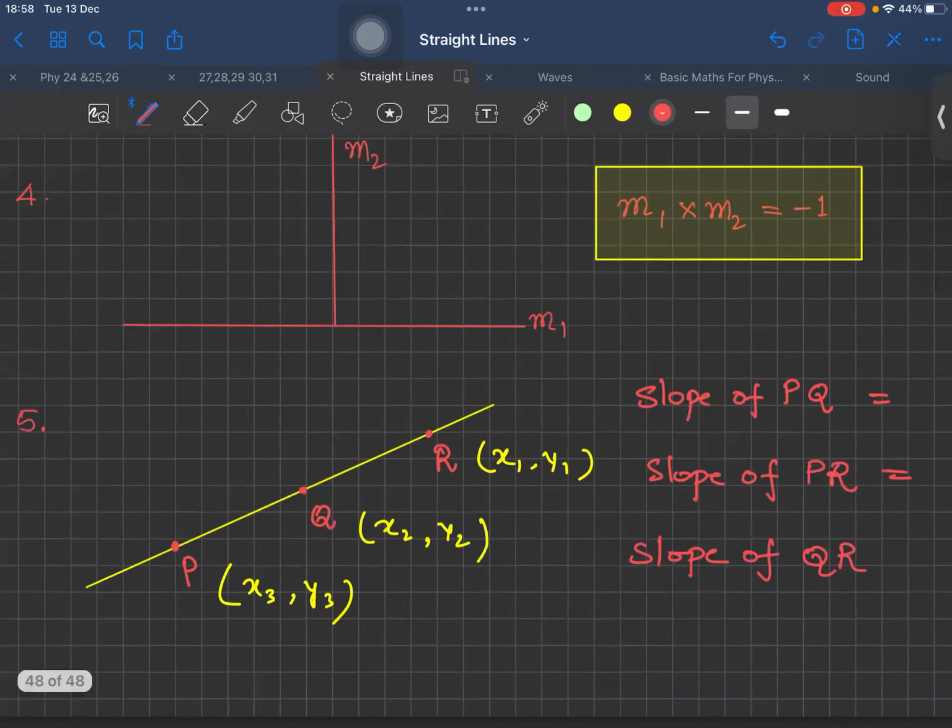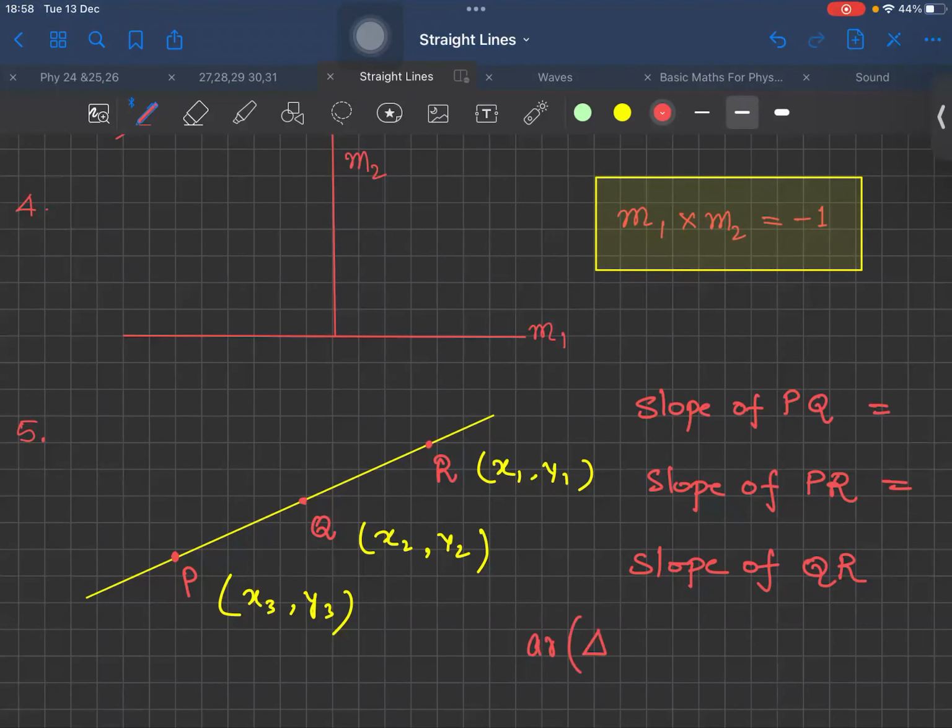Or you can also write area of triangle PQR is equal to 0. Of course, it is not forming any triangle. That means the area will be 0. So either the area of triangle is 0, you can use this formula, or you can equate the slope. Let's say the slope of line PQ is M1, for QR it is M2, and for PR it is M3. That means M1 should be equal to M2 should be equal to M3. That's the condition. Right?